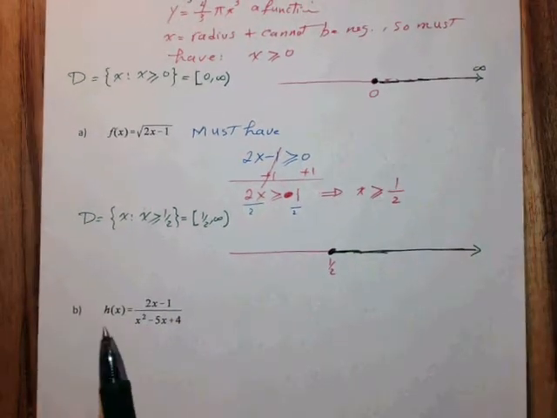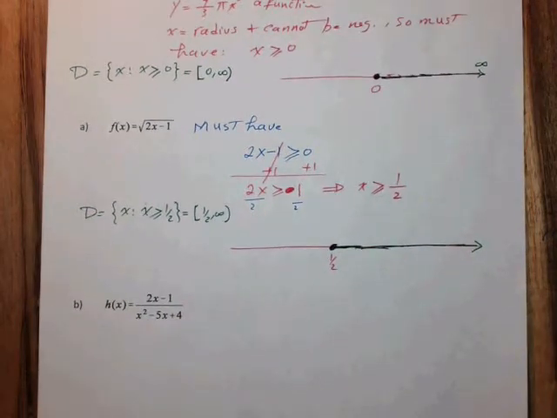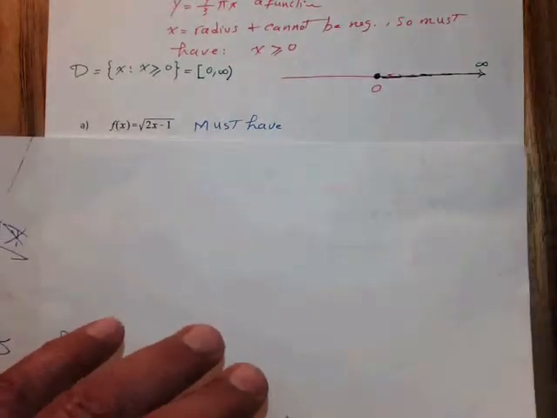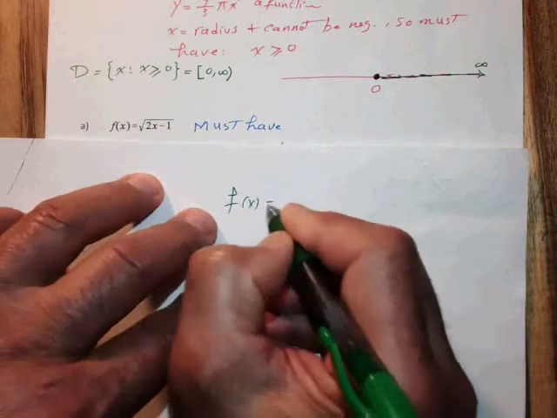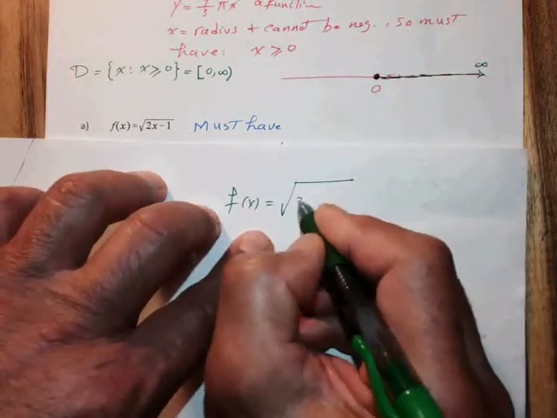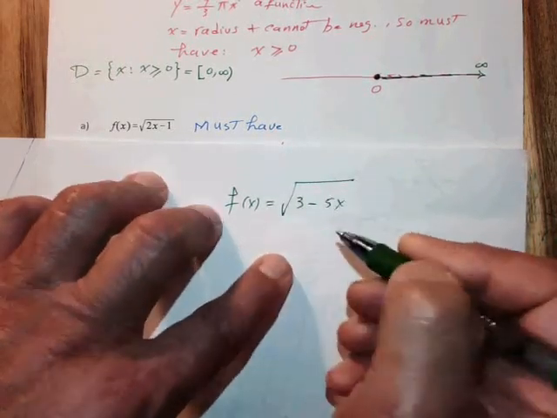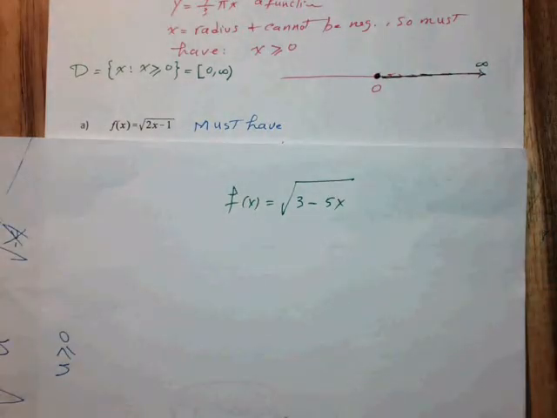Okay. Let me do another example involving a radical sign. Let's say you have something like f of x equals the square root of 3 minus 5x, something like that. You want to find the domain of this function.